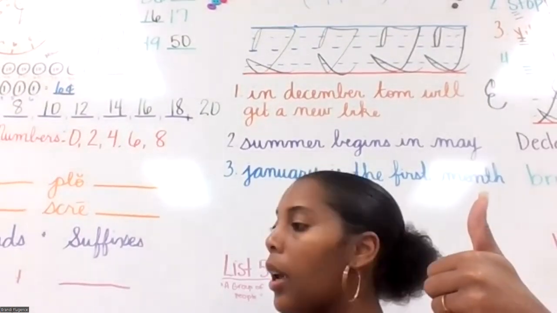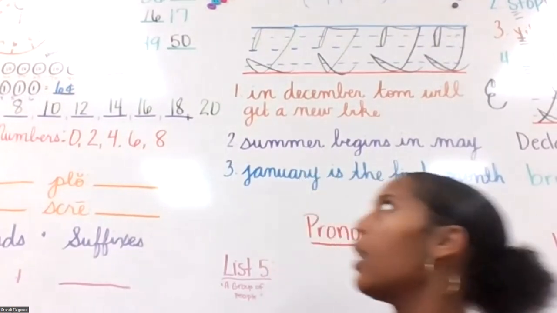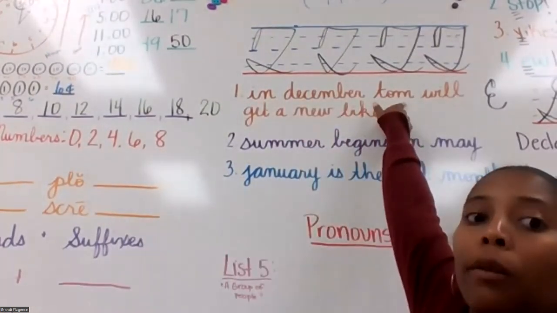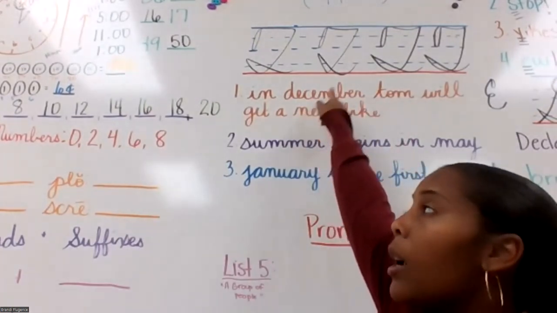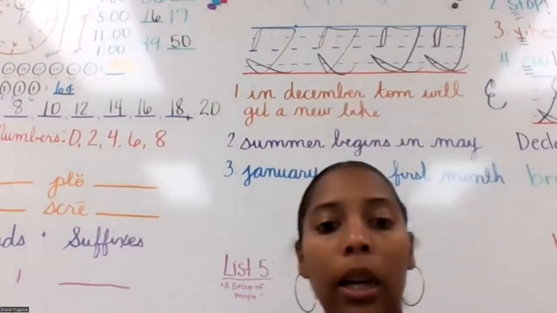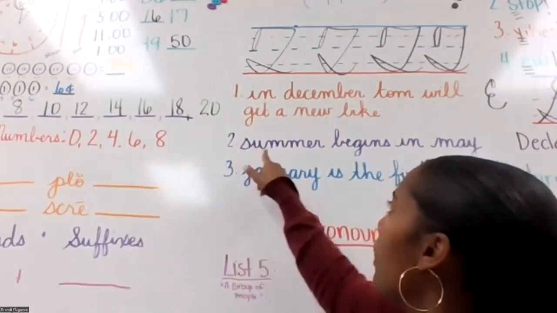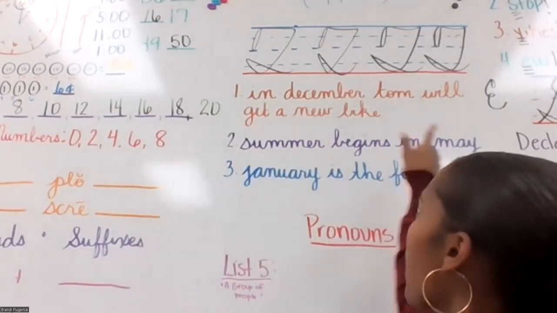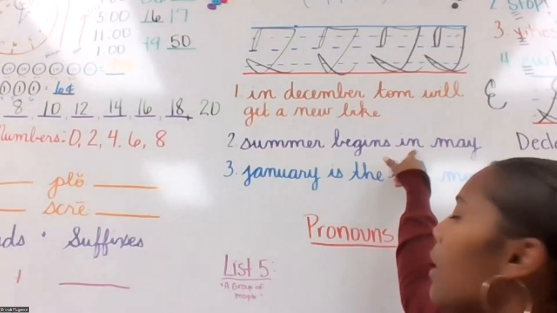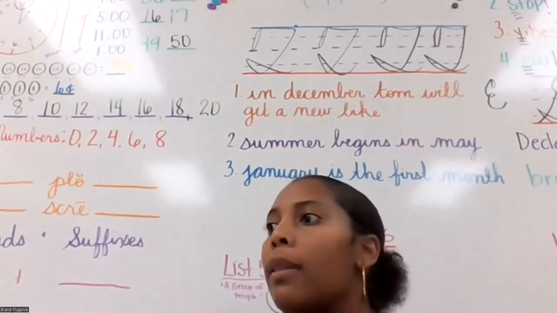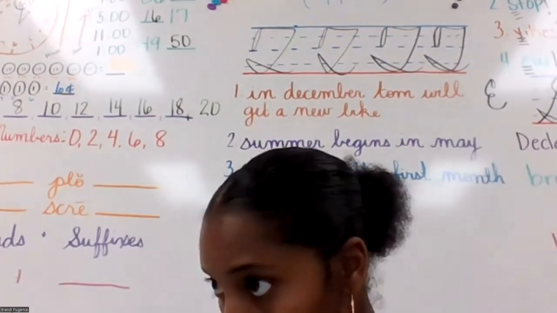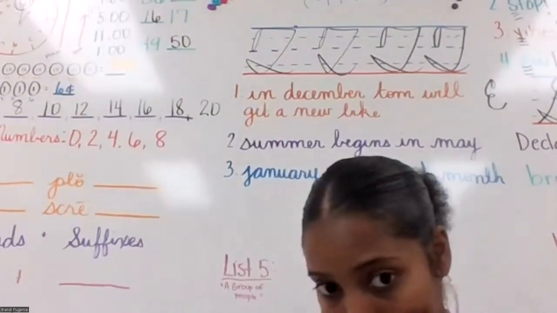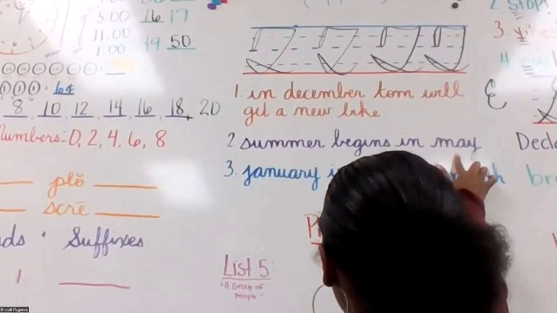December, the month, and Tom. So guys, make sure when you're writing it over, what are you capitalizing? December and Tom. All right, I'll be looking for that when I check it. Number two, summer begins in May. What is my proper noun in this sentence? May. May is another month.